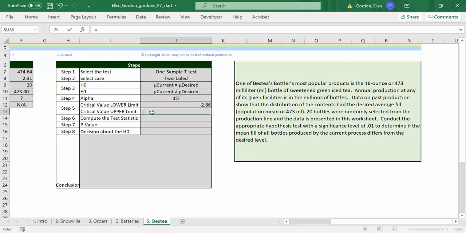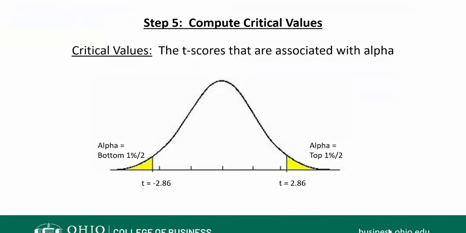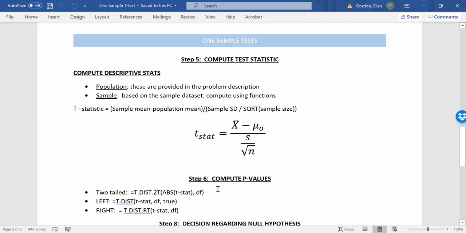For the upper critical value, it's T.INV.2T, and then we indicate the probability, which is alpha, and the degrees of freedom, sample size minus 1. Again, the critical values are the t-scores that are associated with alpha. We had an alpha of 1%, and we split that into the two tails, so we have 0.5%. So a t-score of 2.86 cuts off the top 0.5%, and a t-score of negative 2.86 cuts off the bottom 0.5%.